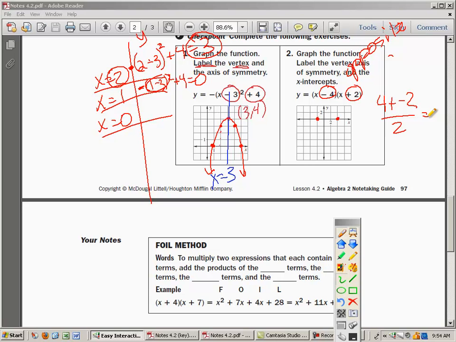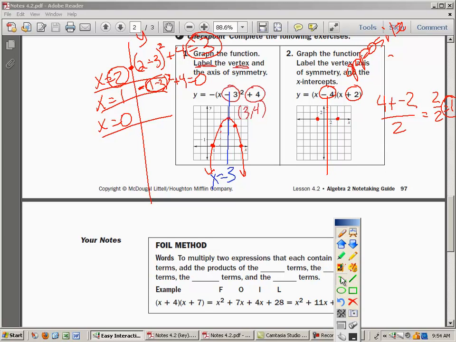And 4 plus negative 2 is 2. 2 over 2 is 1. And so our axis of symmetry is going to be at x equals 1. Now, keep in mind here that your graph is counting by 2's, and so your axis of symmetry is going to be approximately there. Now, which way does our parabola open?